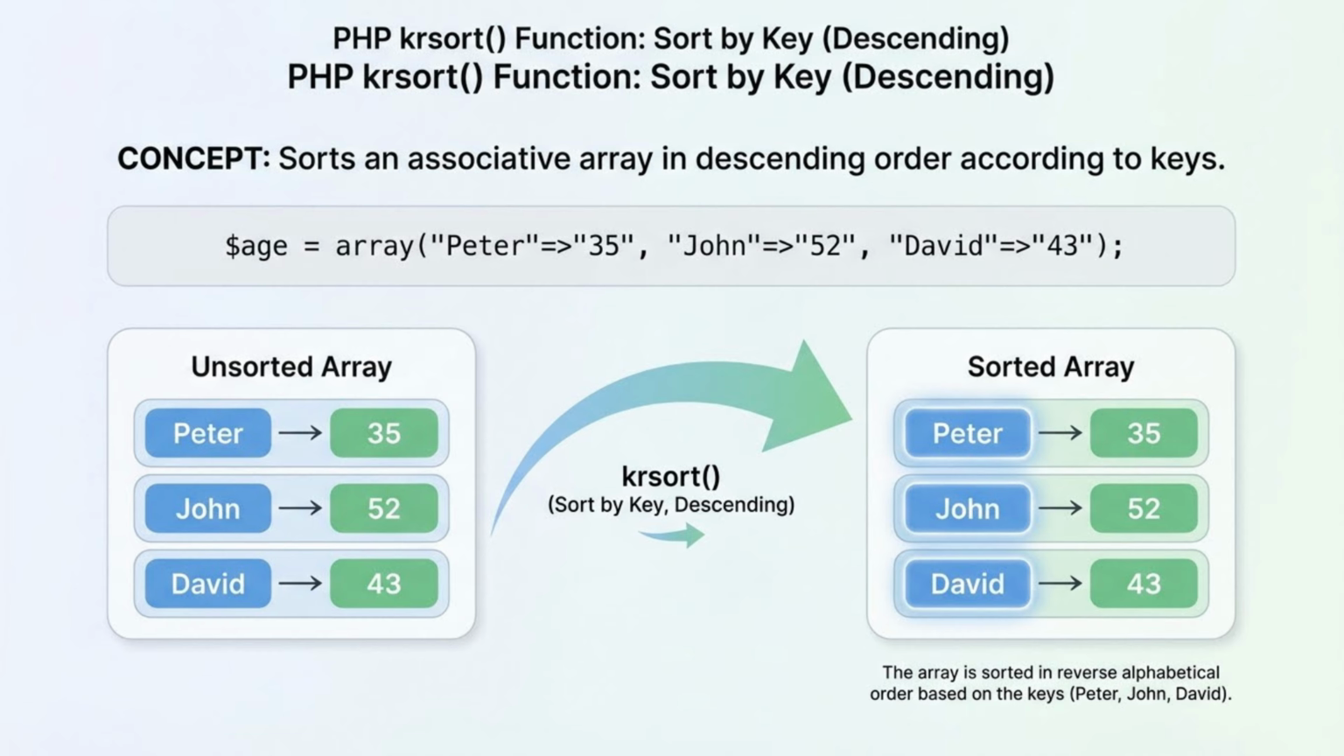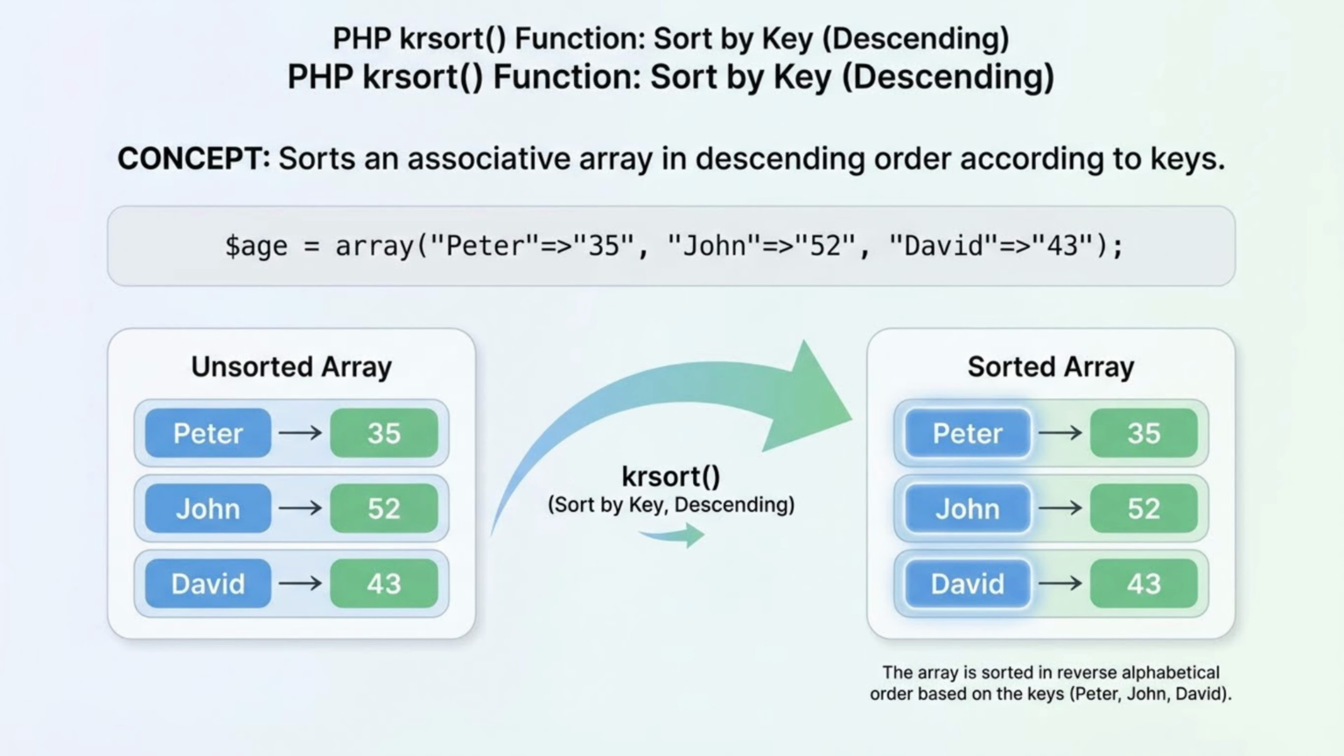To understand this clearly, imagine the associative array shown in the example. The array contains three key value pairs: Peter with age 35, John with age 52, and David with age 43. These entries are not sorted by key in any particular order. When we apply the krsort age function, PHP examines only the keys, that is, the names Peter, John, and David, and rearranges the entire array based on reverse alphabetical order.